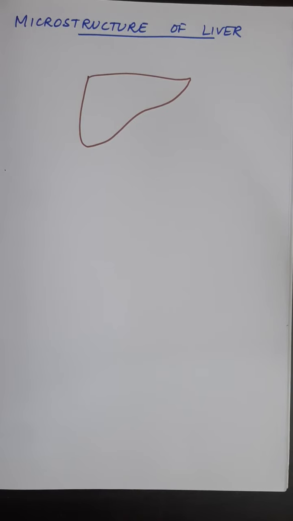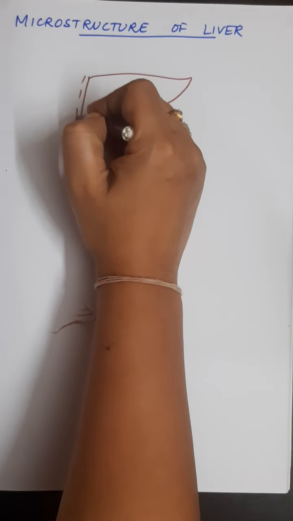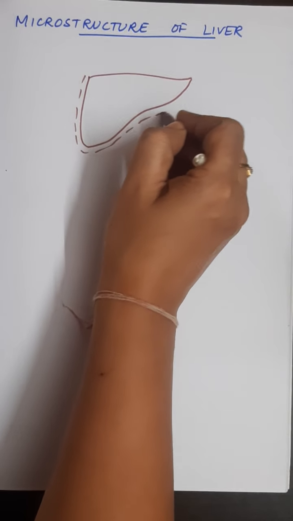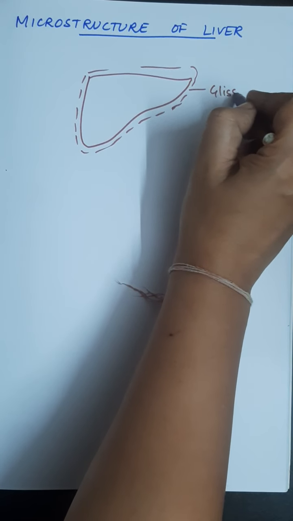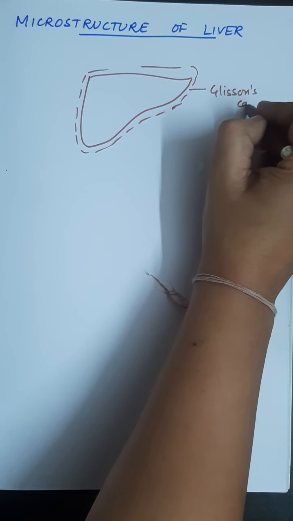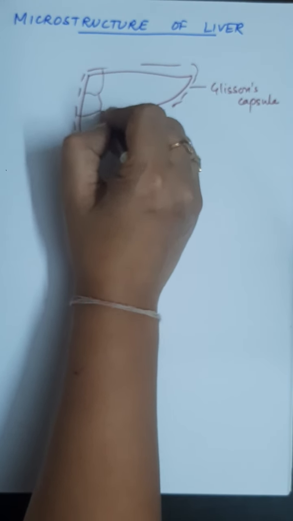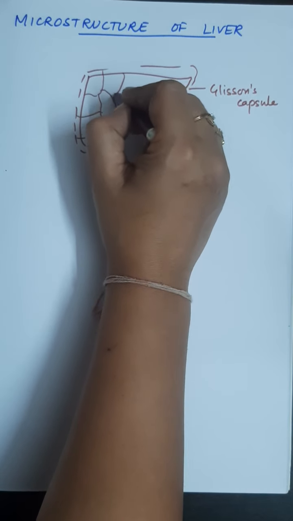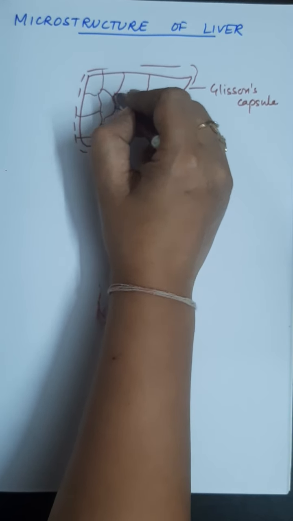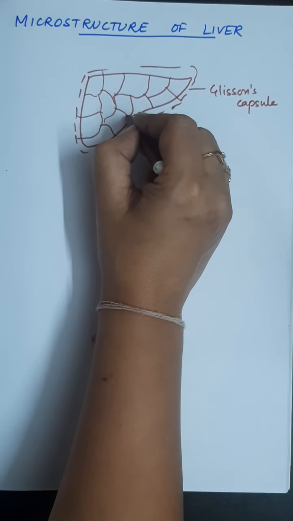Topic for this session is microstructure of liver. Liver is surrounded by a fibrous capsule which is called Glisson's capsule. This Glisson's capsule gives inside the liver some trabeculae or septi which divide the inside of the liver into a number of irregular lobules.